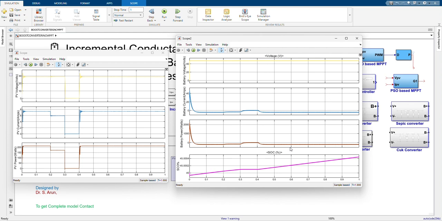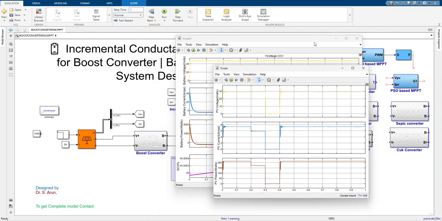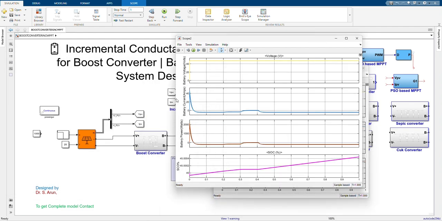So now you can understand how to model the incremental conductance MPPT algorithm for our design with the help of a boost converter with the battery charging system. This system is ideal for solar charging applications, standalone PV systems and renewable energy research.